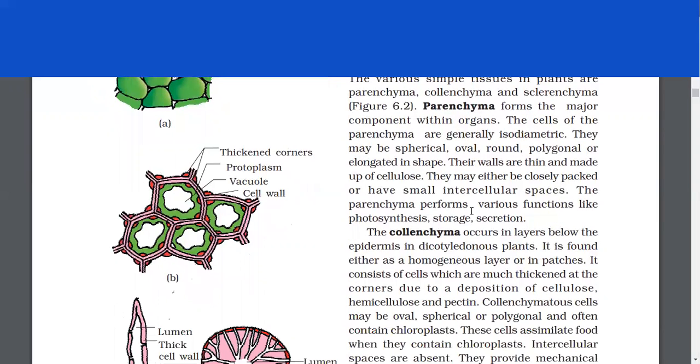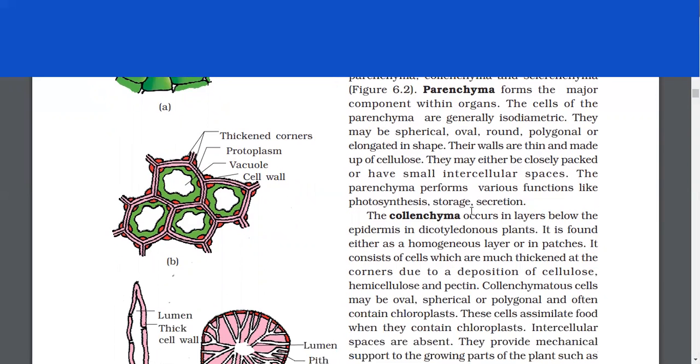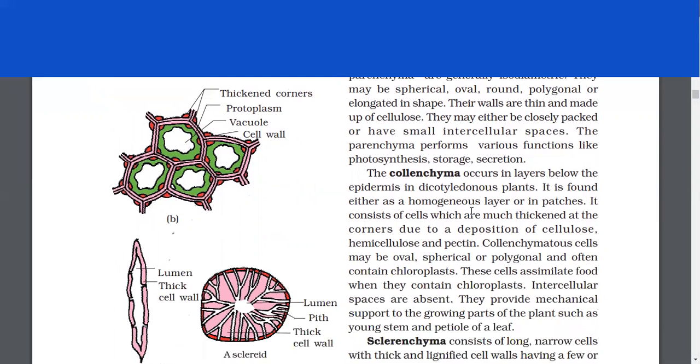Parenchyma forms the major component within organs. The cells of the parenchyma are generally isodiametric. They may be spherical, oval, round, polygonal, or elongated in shape. Their walls are thin and made up of cellulose. They may either be closely packed or have small intercellular spaces. Parenchyma performs various functions like photosynthesis, storage, secretion.